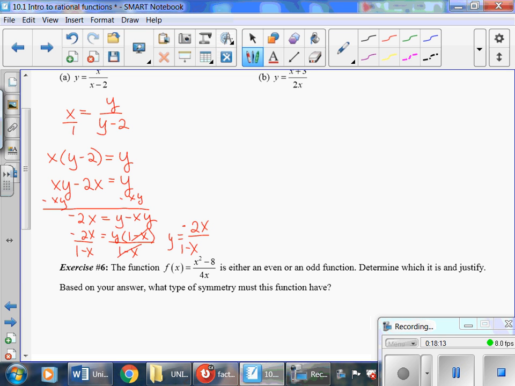It's 1 minus x. There's a negative 2 here. All right, so you get negative 2x over 1 minus x, or you can write this a different way as positive 2x over x minus 1. We're going to talk about that a little bit later. So these are equivalent functions.